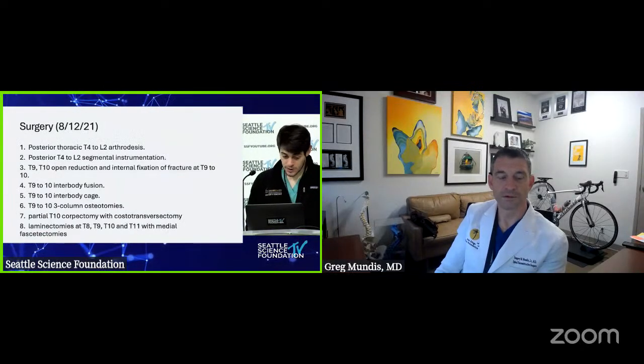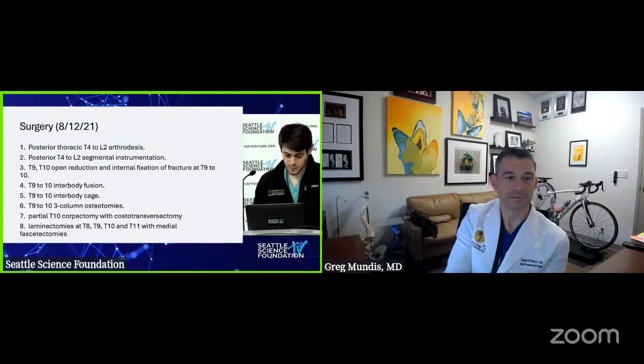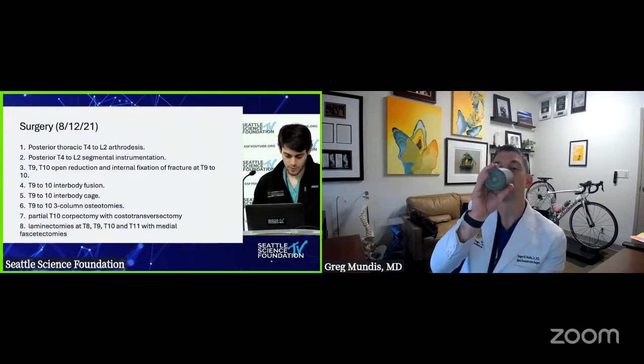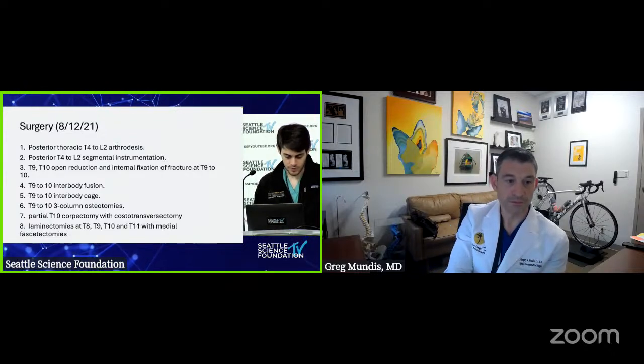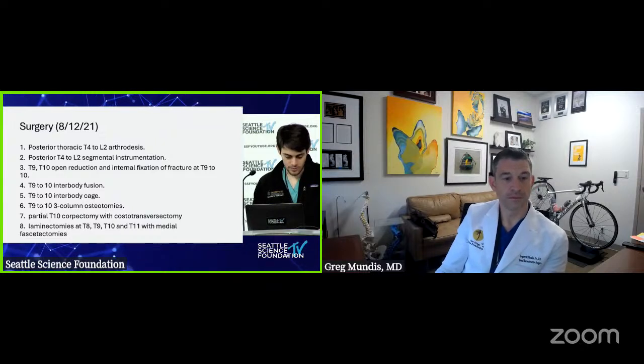All right, so we did posterior T4 to L2 arthrodesis, segmental fusion, and then we reduced the fracture at T9, T10, T9, T10 interbody, and then 3-column osteotomy at T9 and T10, partial corpectomy via costotransversectomy, and then laminectomies from T8 to T11.